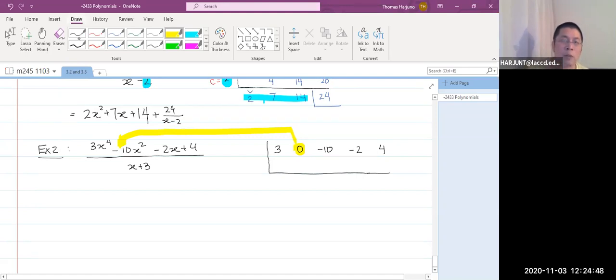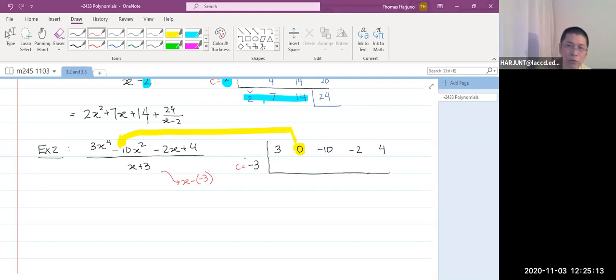Now, how about the number on the left-hand side here? What should I put there? I need to put negative 3 because we rewrite this as x minus negative 3. So my c is negative 3. That's the setup. Don't rush to the answer. The setup has to be correct first.